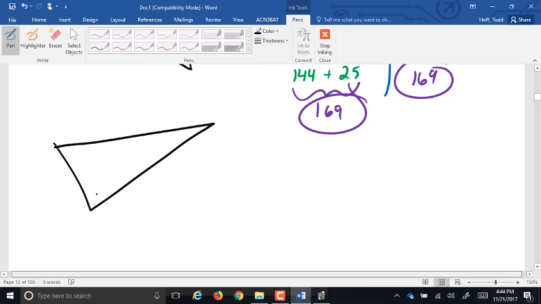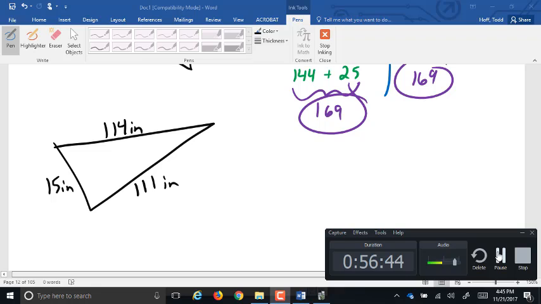In your notes, I want you to determine for me if this is a right triangle. This is 15 inches here, 111 inches here, and 114 inches there. I'll give you a couple minutes to figure that out. Is that a right triangle?